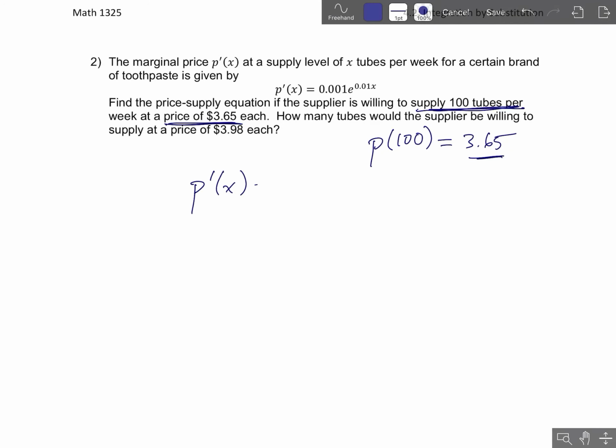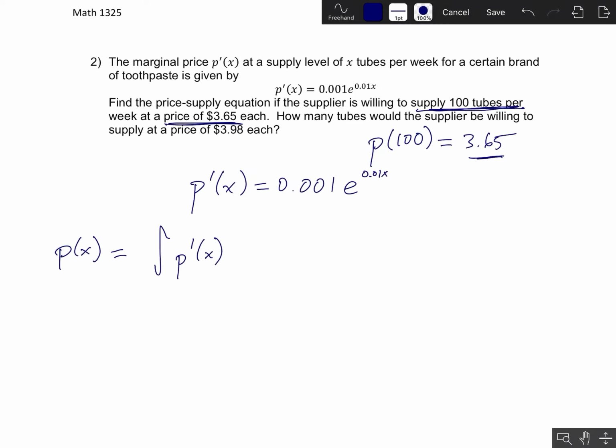So what we know is that P prime of x is equal to 0.001 e to the 0.01x. And to find P, we know we should take an antiderivative. So P of x is going to equal an antiderivative of P prime of x, with respect to x here. So this would be the integral of 0.001 e to the 0.01x dx. So now we're trying to find this antiderivative.